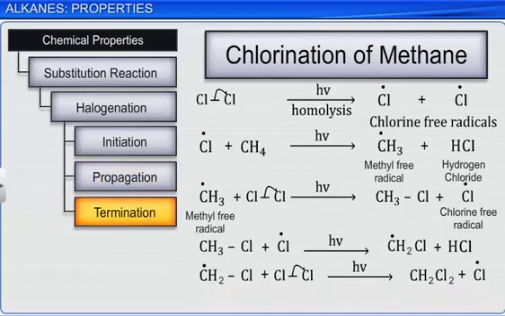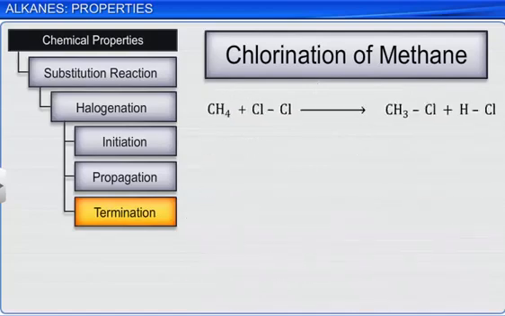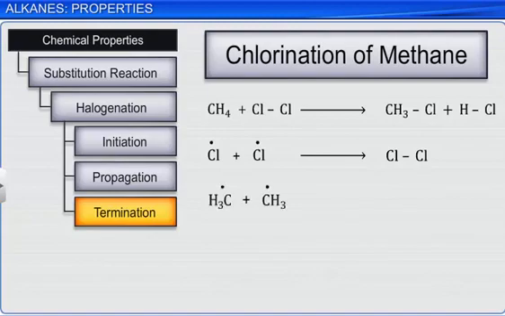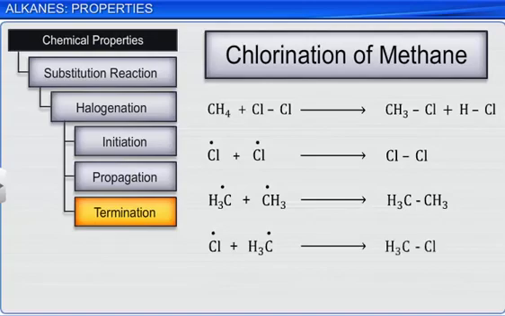During termination, the reaction stops either because all the reactants have been consumed or because of the following possible chain terminating reactions. One possible reaction is that two chlorine free radicals combine to form a chlorine molecule. Another possible reaction is that two methyl free radicals combine to form ethane. Or a chlorine free radical and a methyl free radical combine to form chloromethane. Thus, in the chlorination of methane, ethane is obtained as a byproduct.